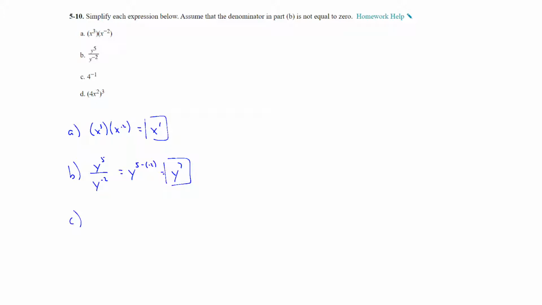On C, we have 4 to the negative 1st power, so we do reciprocal. That's 1 over 4 to the 1st. So you could say it is 1/4, or on this one, change it to a decimal if you want, 0.25.